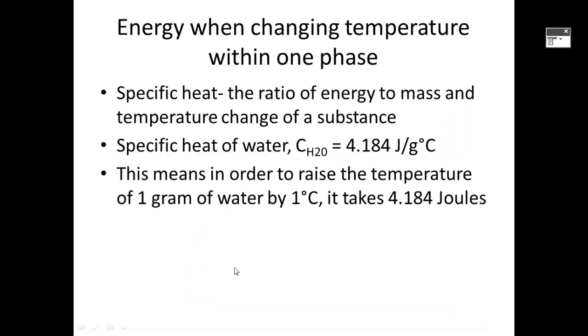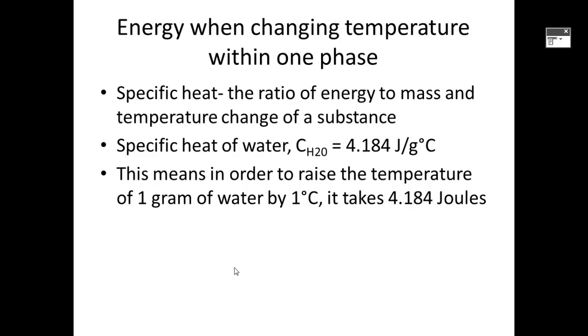Moving forward, let's talk briefly about energy change within a single phase of a substance. Now, specific heat just represents the ratio of energy to mass and temperature change of a substance. So, for instance, the specific heat of water, specific heat is the variable C, is equal to 4.184 joules per gram degree Celsius.